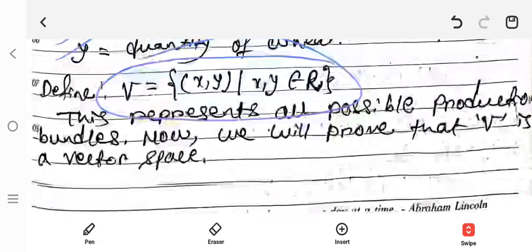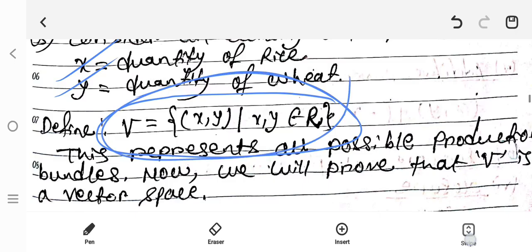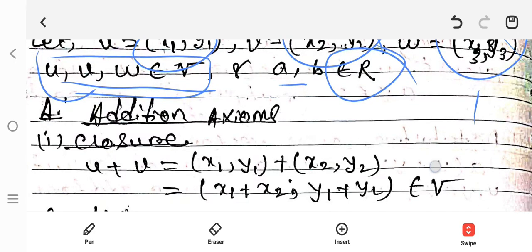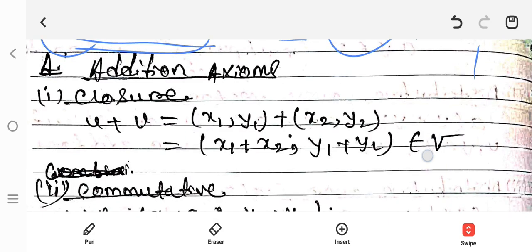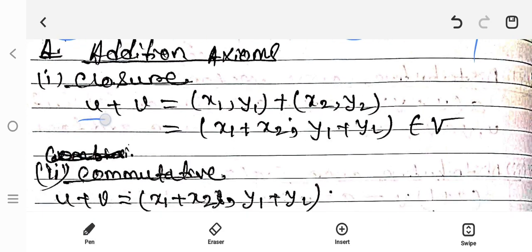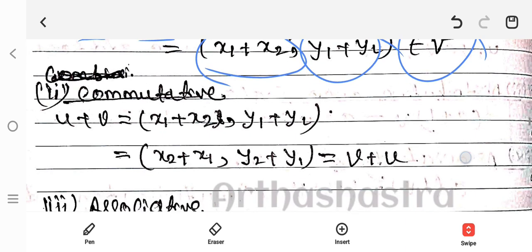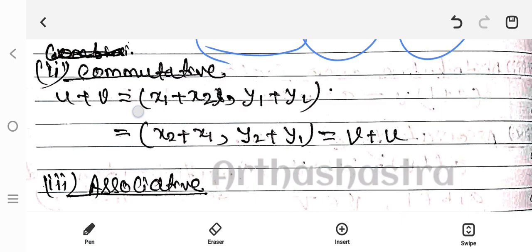Okay, u, v, w belong to this set or this space, and a, b scalars belong to the set of real numbers. So our first axiom is the addition axiom. The closure property: u plus v, just put the vector u and vector v and add them. As u and v belong to set V, their addition also belongs to set V. So the closure property holds.